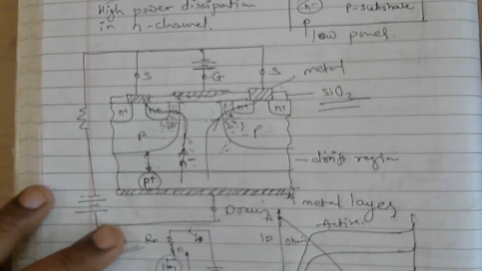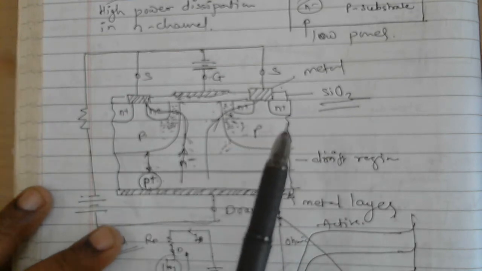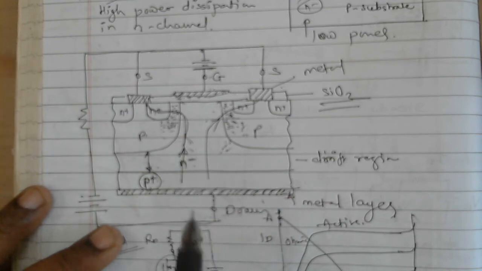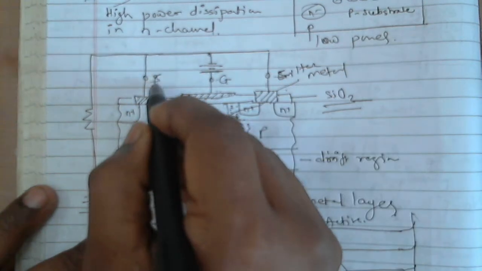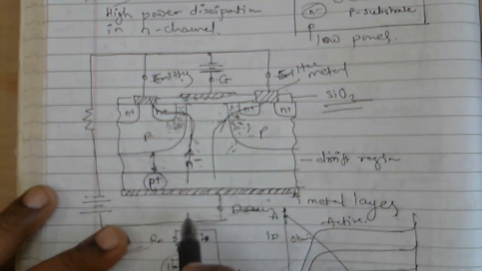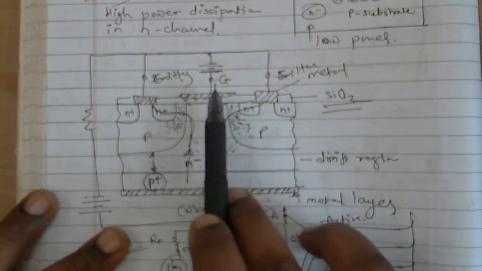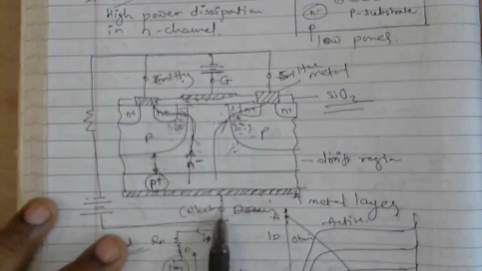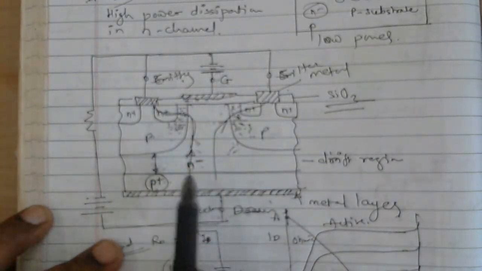One more thing is the IGBT is also a three terminal device, but whereas a MOSFET has gate, source and drain, the IGBT has gate, emitter, and instead of drain, it is the collector. These two are emitters, and this bottom terminal is the collector. Remaining things are exactly similar.